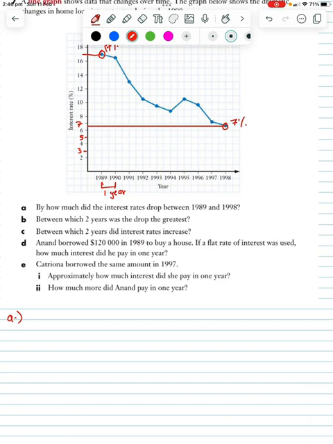So to find the drop, I'm going to do my 17% minus my 7%, which is going to equal a 10% drop.